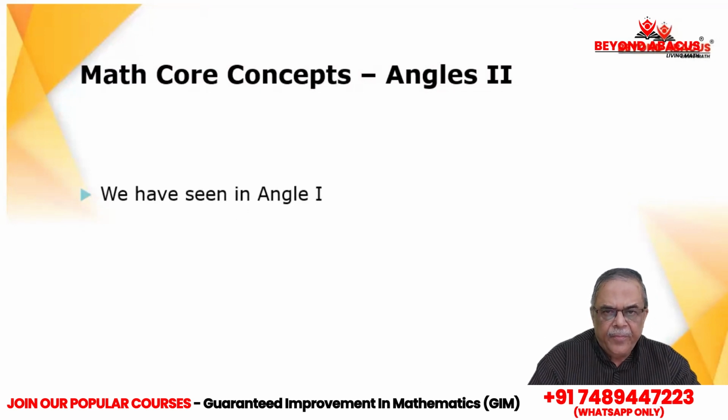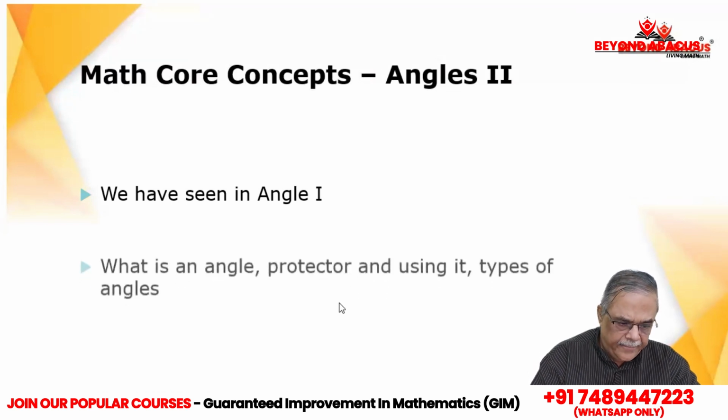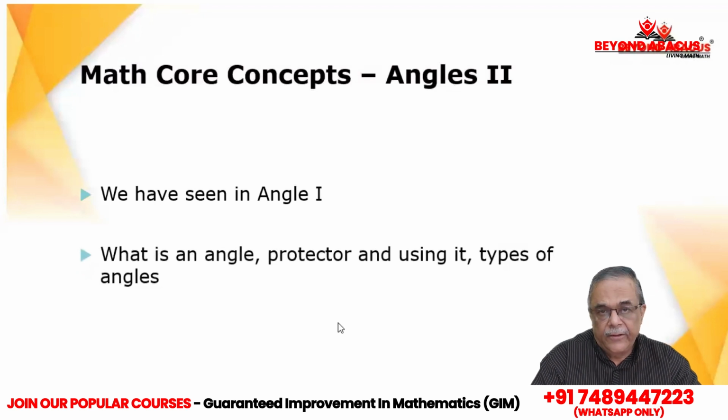In angles 1 we have seen how an angle is formed, what a vertex is, what the arms of an angle are, and the different angles: acute angle, right angle, obtuse angle, straight angle, reflex angle, and zero angle. These all things we have seen in chapter 1 or video 1. We also saw how to use a protractor and what the use of this protractor is. All this you can see in the link given below.